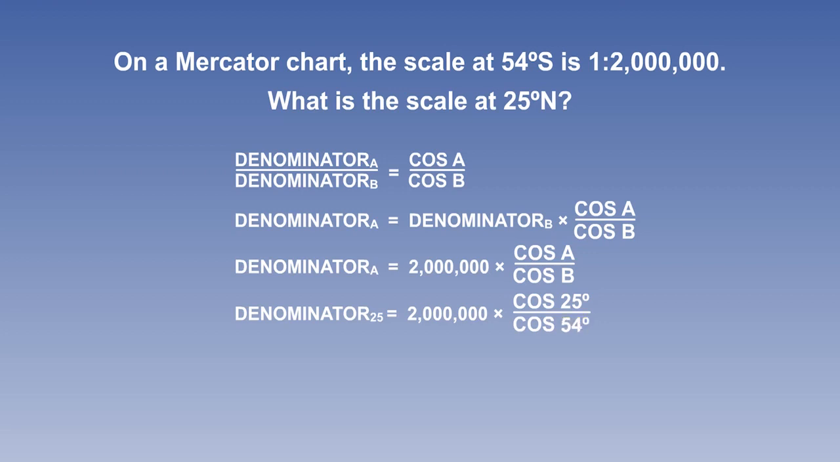Put them in. It now becomes a very simple calculator operation. 2 million times cos 25 divided by cos 54. It gives precisely the same answer as the other method, about 3.1 million. That's the denominator. Don't forget to write it down as 1 over in order to make it a representative fraction, which is what the question asked. This is a lot quicker than the other method.